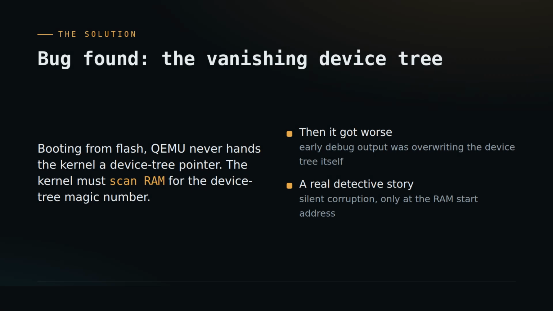Along the way, new problems surfaced. When QEMU boots this configuration from flash, it does not hand the kernel a device tree pointer. The kernel has to find it by scanning RAM for the device tree magic number. Worse still, early debug output was overwriting that very device tree. That bug took real detective work to find.